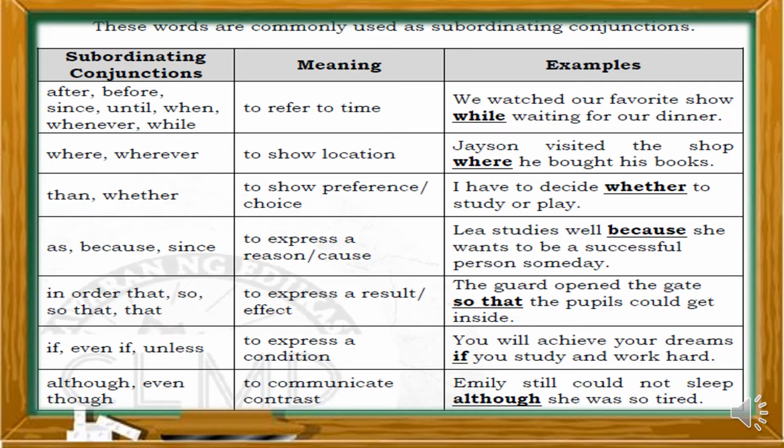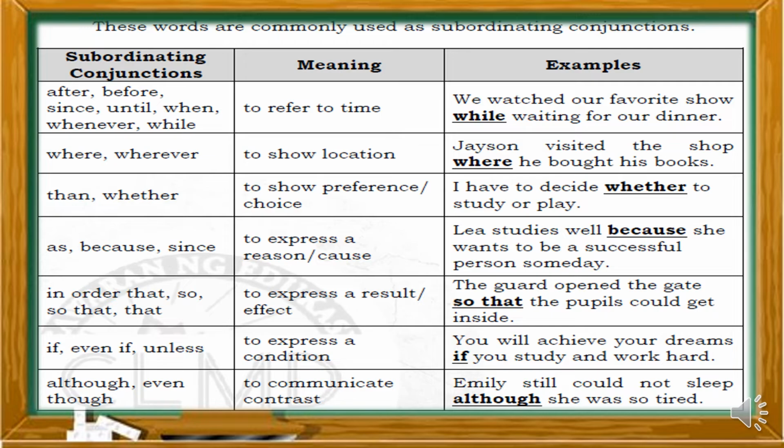Another set of subordinating conjunctions: where, wherever, which are used to show location. Example sentence: Jason visited the shop where he bought his books. Another set, we have whether, which is used to show preference or choice. Example sentence: I have to decide whether to study or play.